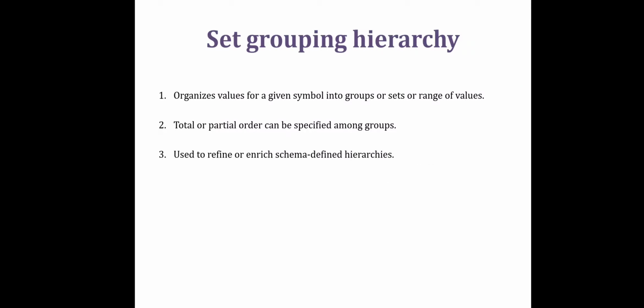Then what is the set grouping hierarchy? In that, we organize the values of a particular given attribute into different groups or sets of range of values. So, you can convert them into groups or sets of range values. A total or a partial order can be specified among the groups. We make a total or partial order of those groups, and we use it to refine our data with that schema defined hierarchy.